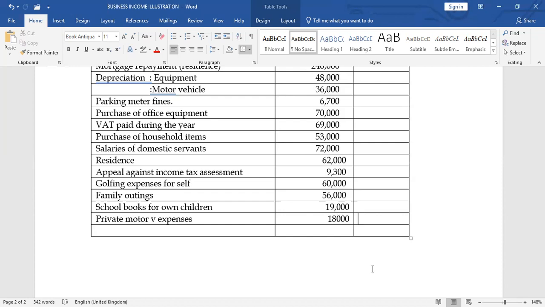What is the sum of our expenses? We are finishing in the next 2 minutes. What is the sum? I'm getting 1,419,000. That is the sum. And we can underline it. And then come and write here. Taxable profits.